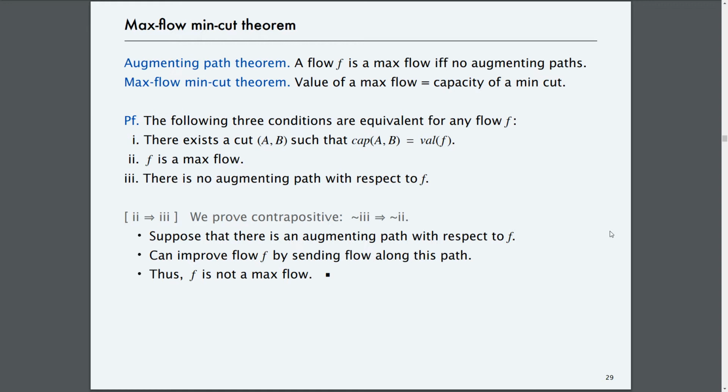For the next one, we'll be flipping it around. We're doing the contrapositive, so we're going to prove that not 3 implies not 2, and therefore 2 implies 3. So suppose there's an augmenting path with respect to f. We can improve flow f by sending flow along this path, thus f is not a max flow.